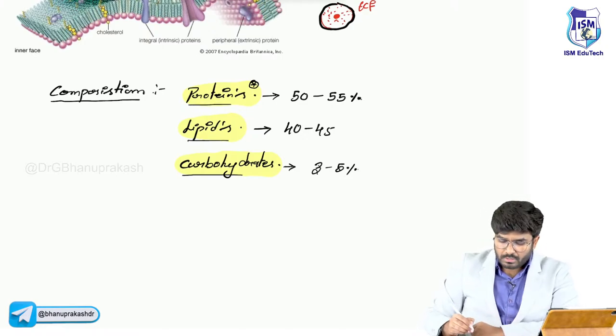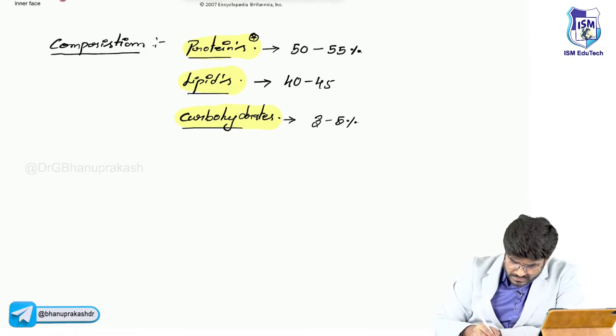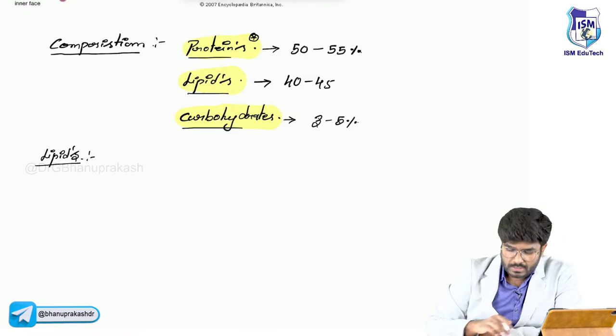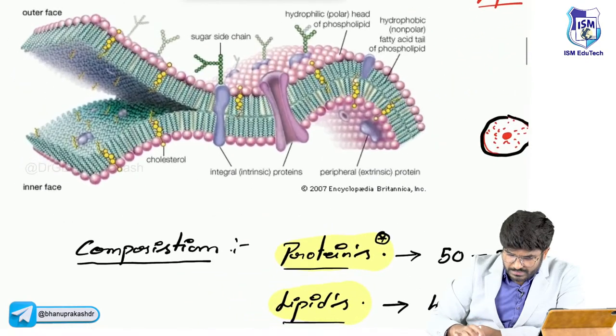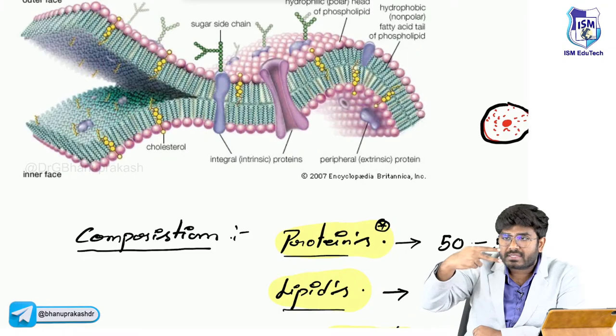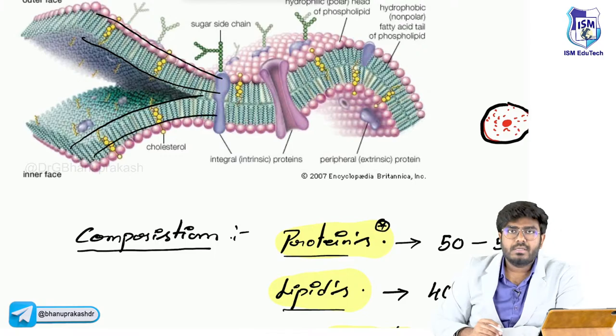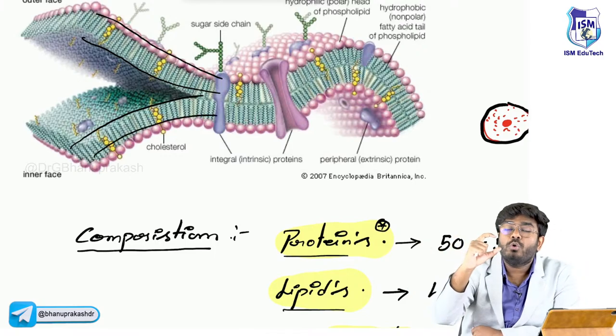Okay, now let's discuss some important points one by one. First, let's discuss the lipids. Look, this is the cell membrane, right? Dekho here. In this cell membrane, actually it is made up of two layers. It's a bilipid layer, sir. Dekho, this is one layer, this is the other layer. So, the cell membrane is actually made up of two layers.